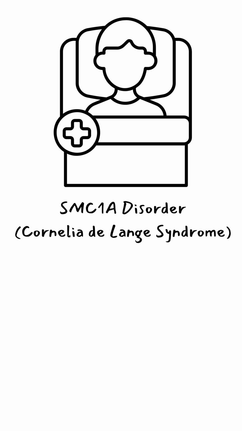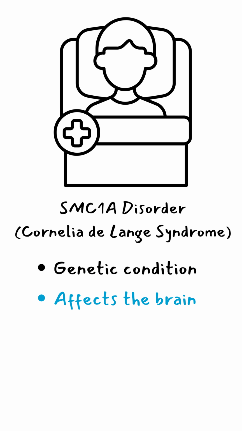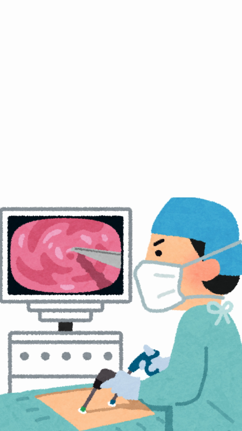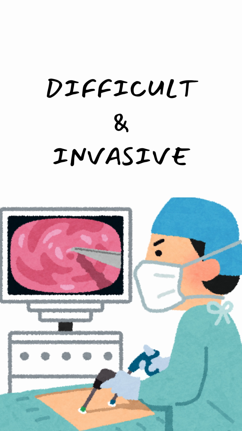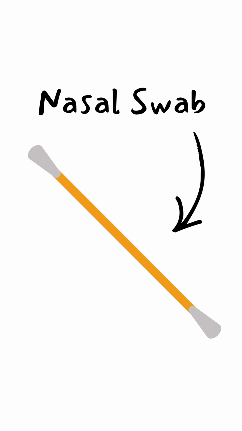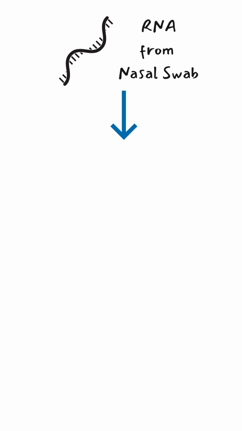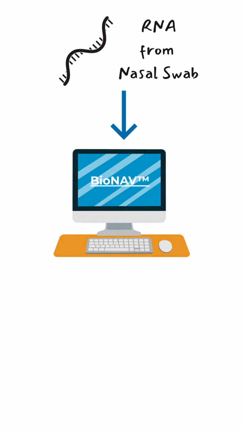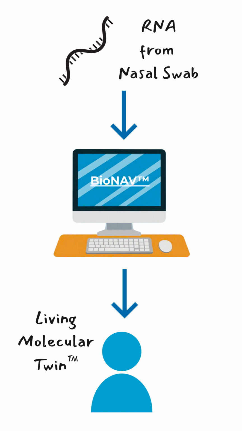In one case, we worked with a patient with an SMC1A disorder also known as Cornelia de Lange syndrome, which is a genetic condition that primarily affects the brain, causing severe seizures and developmental delays. Normally, understanding a neurological disease would require studying the brain directly, which is incredibly difficult and invasive. But instead, we use a simple nasal swab. Using RNA from that nasal swab, BioNAV built a digital model of the patient, a living molecular twin, and predicted which treatments could restore balance across the whole system, including the brain.